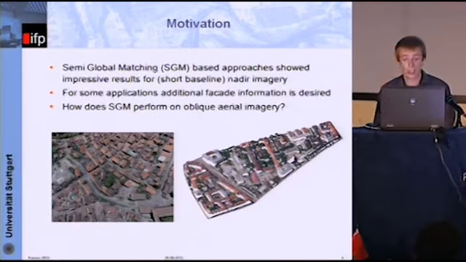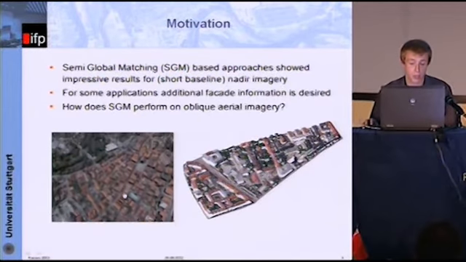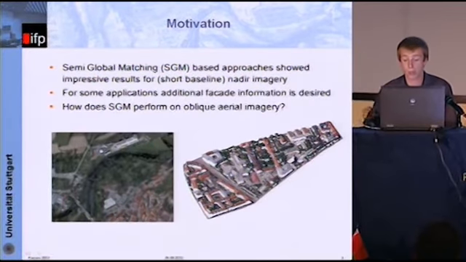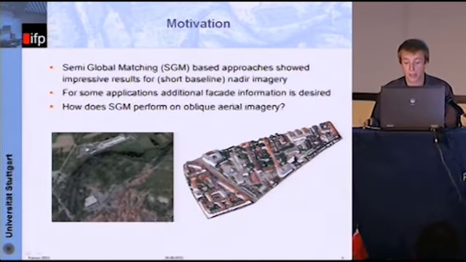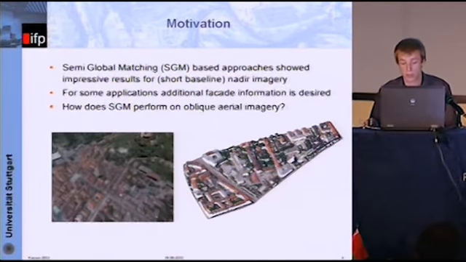Okay, so to the motivation. So far, the semi-global matching technique showed pretty impressive results for nadir configurations of aerial imagery. We have pretty short baselines there, and it's not a convergent shot. Here are some little examples. What you can get is pretty dense point clouds and rather nice geometry. The problem here is that for some applications you perhaps want to have facade information, and it's pretty hard to get this in the nadir shots, or you can only reconstruct it sparsely.